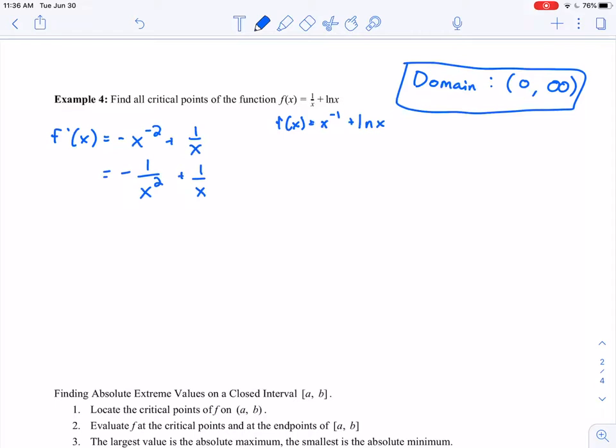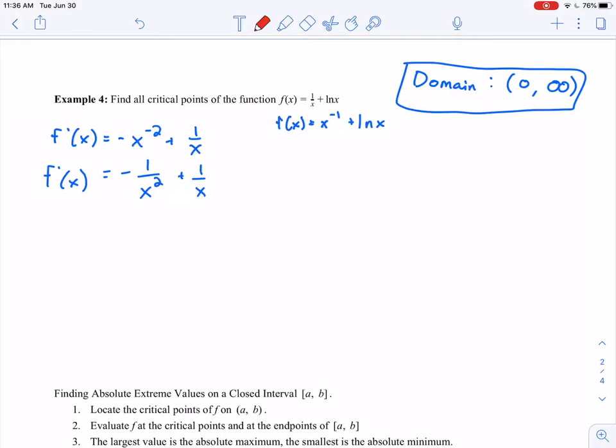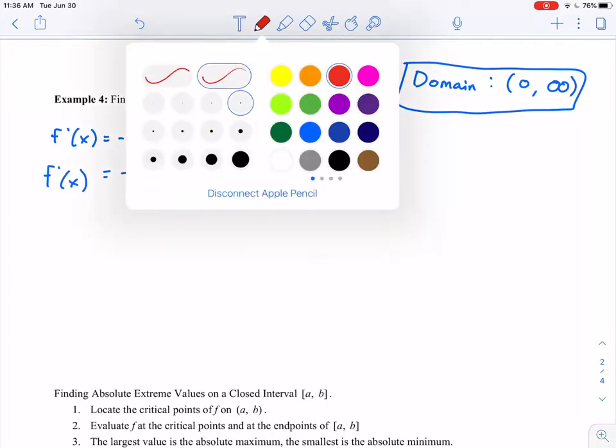And from here, it's kind of up to you if you want to leave this as 2 separate fractions or find a common denominator. I actually think it'll be easier for us in the long run if we do find a common denominator, so I'm going to go ahead and do that here. So I've got x squared, I've got x. I'm just going to multiply this fraction over here by x over x.